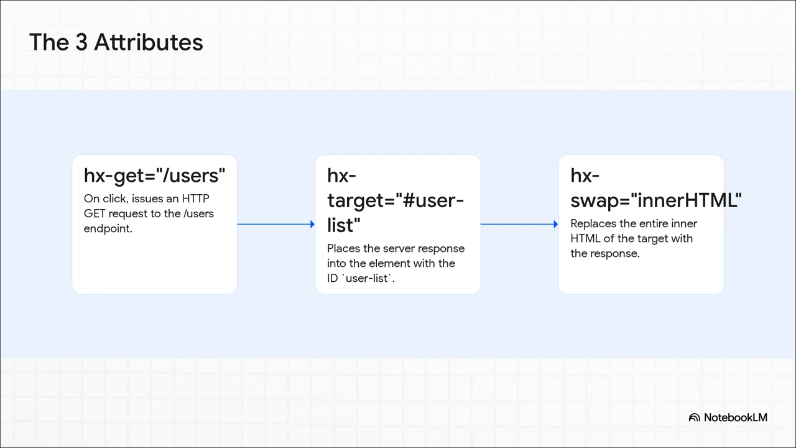First, you've got hx-get. That just tells the button, hey, go get some data from the /users URL. Second, hx-target. That tells it where the response should go. In this case, into an element with the ID user-list. And third, hx-swap. That just defines how to put it there, just by swapping the inner HTML. That's it. That's the whole trick.